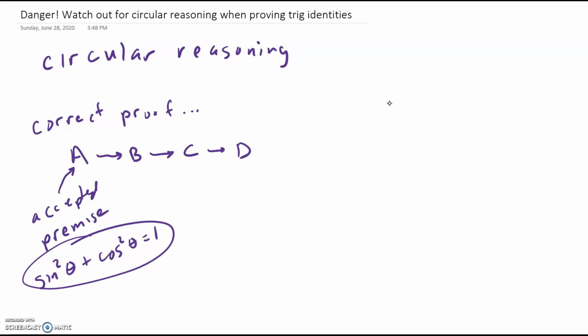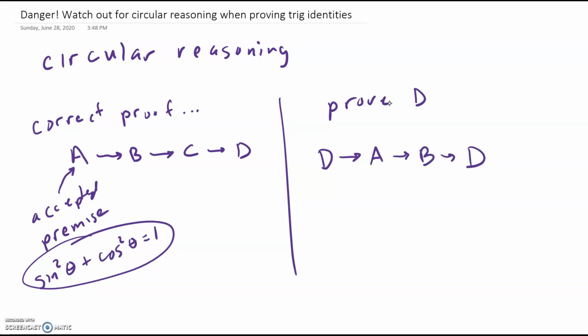But what can happen, especially in trig identities, is you don't mean to do it, but you accidentally, let's say you want to prove that statement D is true, and so you say something like this. D is true, therefore A is true, therefore B is true, therefore D is true. That's called circular reasoning, because the statement you're trying to prove is in the argument itself. You're starting off assuming something to be true, which may or may not be true, and then you use that to imply something is true.